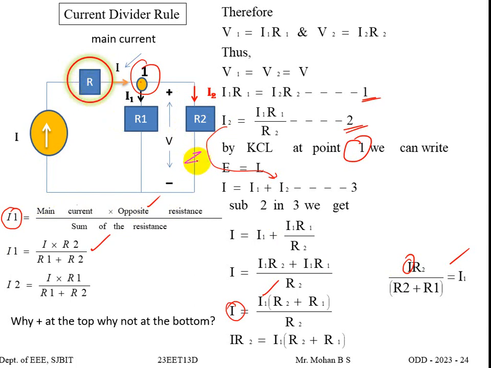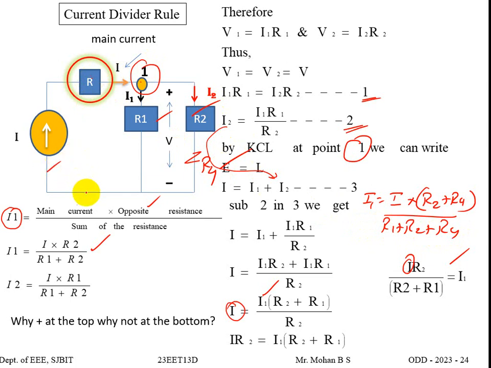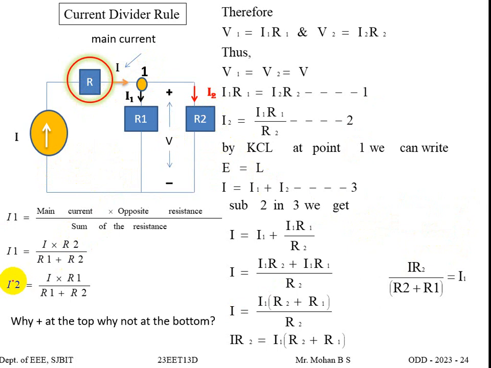What if I have a resistance called R4? How will my equation for I1 change? Then I'll have I1 as the main current I into the opposite resistance, that is R2 plus R4, whole divided by the sum of the resistances, so R1 plus R2 plus R4. We write R1 plus R2 plus R4 because we know the current flowing through R, so nowhere will this resistance be in the picture. Either the resistance is here or here or here, it has no effect.